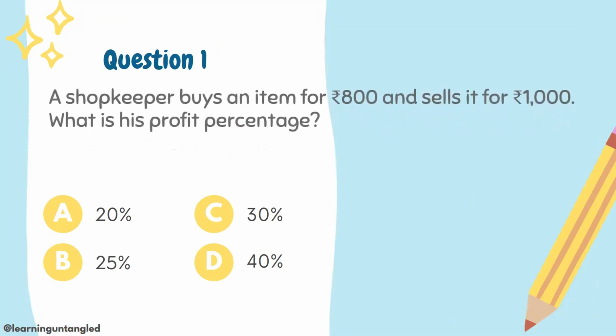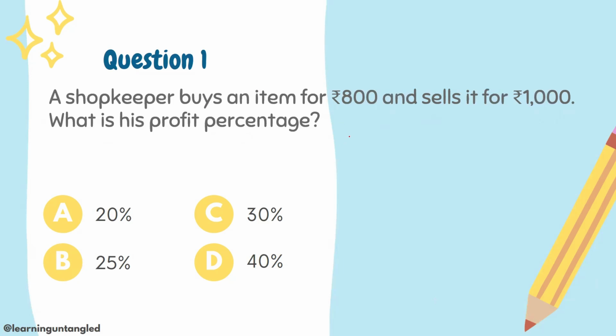Question number 1. A shopkeeper buys an item for 800 rupees and sells it for 1000 rupees. What is his profit percentage? A. 20%, B. 25%, C. 30%, or D. 40%.